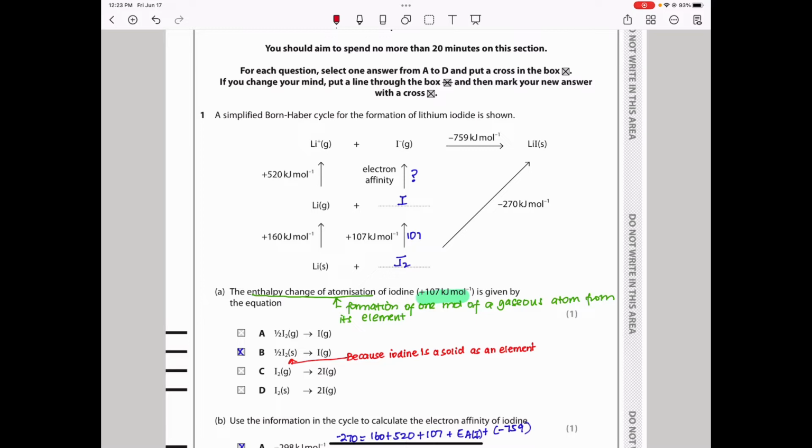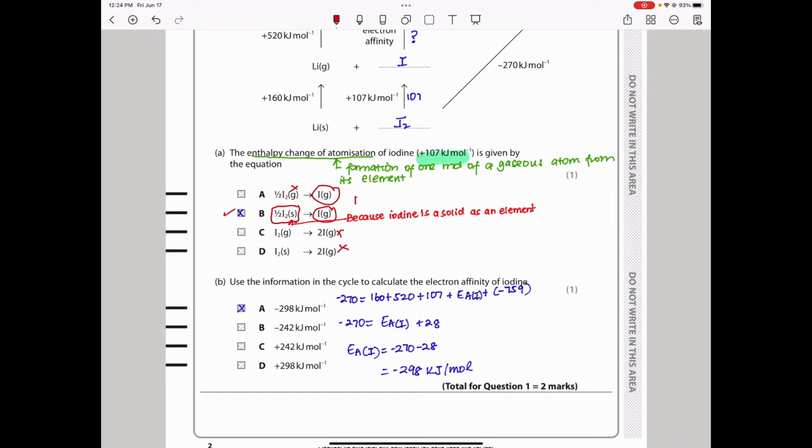atomization of iodine. What we need to know is what enthalpy change of atomization means. It means when 1 mole of gaseous atom is formed from the element, basically. So the product should be 1 mole of a gas. However, the reactant should also be an element. And we know iodine at room temperature, or at 298 Kelvin, is going to be a solid and not a gas. So B comes out to be the best answer, which we should put here.